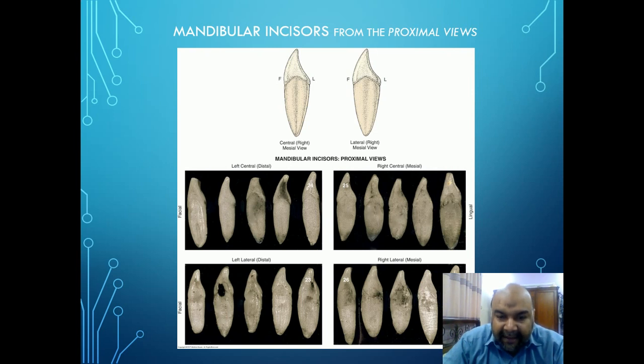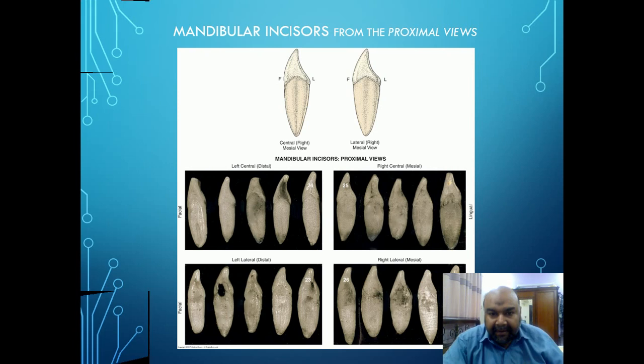If you view these teeth, they are much wider faciolingually than they are mesiodistally. So mesiodistally, they are quite narrow, and they are considered to be the narrowest teeth, the central incisor, followed by the lateral incisor, while they are much wider in terms of faciolingual dimensions, and the faciolingual dimensions can be viewed from the proximal aspects, while the mesiodistal dimensions can be viewed from the labial or the lingual.